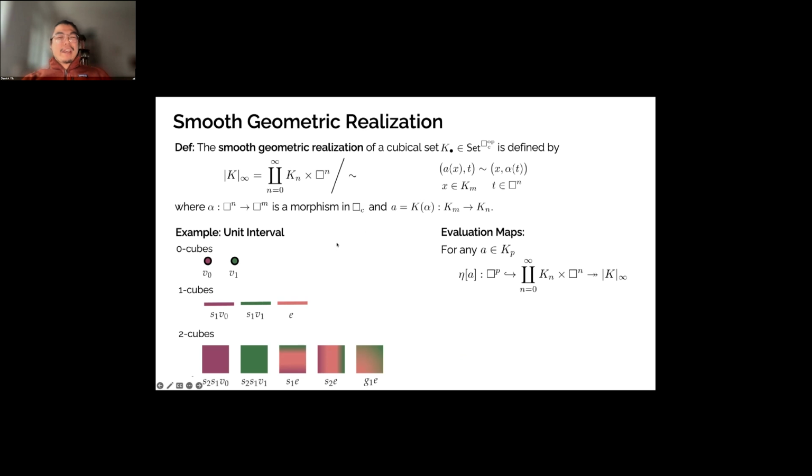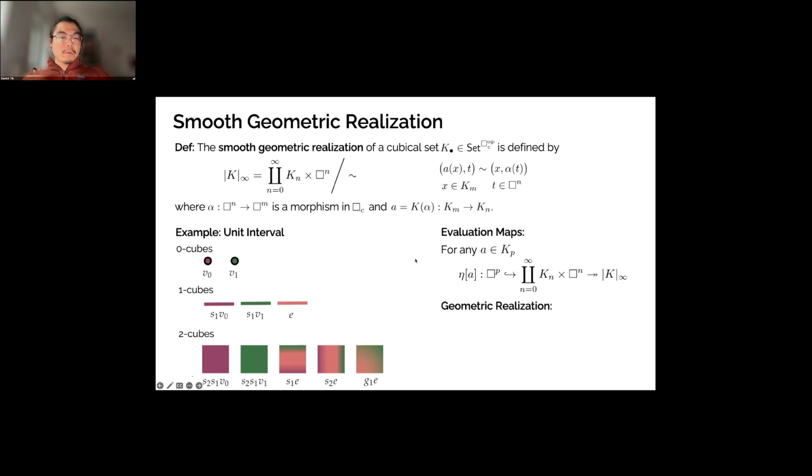But I think it's also helpful to have a picture of what's going on. And while we look at this picture, we can also define the evaluation map. So for any p cube A in our cubical set, the evaluation map is going to be something from a geometric p cube into the geometric realization of our cubical set. And I'll explain how this goes as we work through this geometric realization.